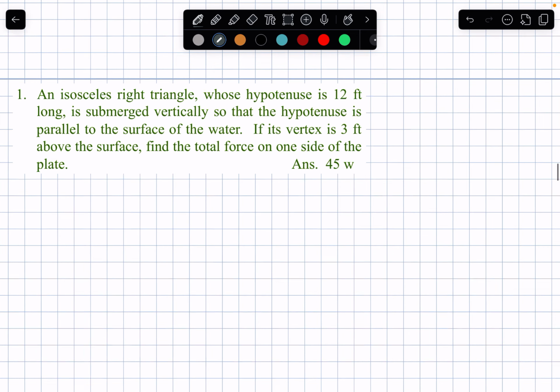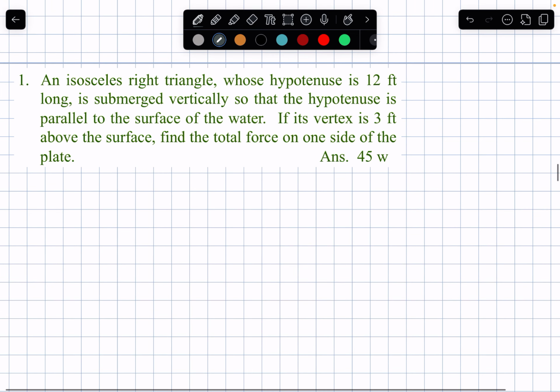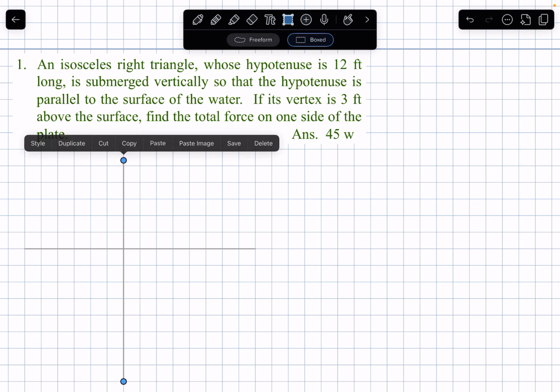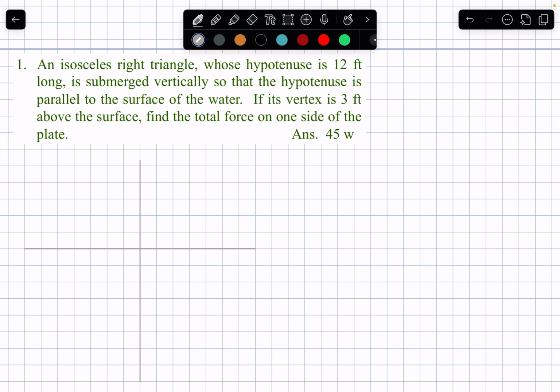Okay, so we are going to answer one problem on force, how we apply integration when solving force problems. This is one of those problems. So essentially, the first thing we do is draw the diagram, or basically the shape in a Cartesian plane. It says here, we have an isosceles right triangle. The hypotenuse is 12 feet. What we mean by isosceles is that two sides are equal.